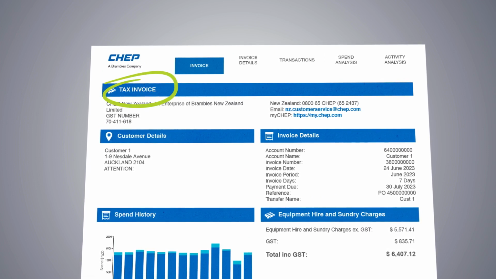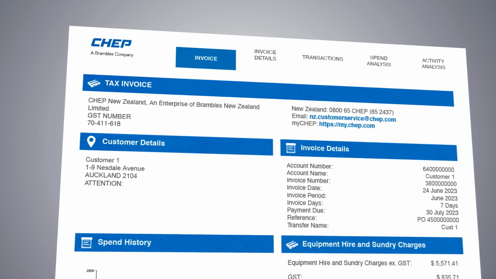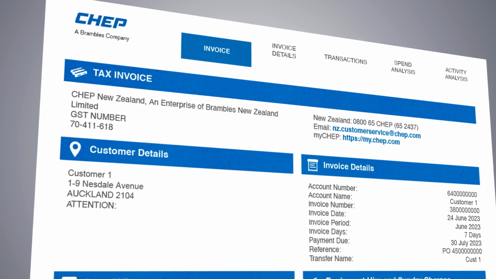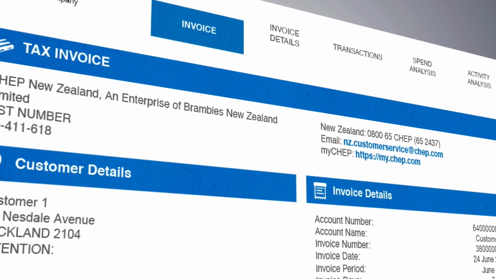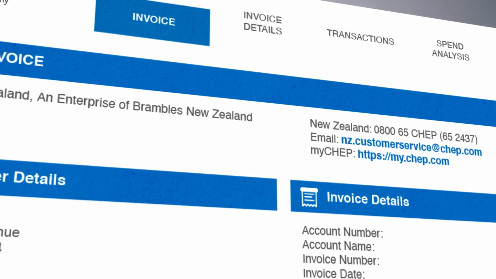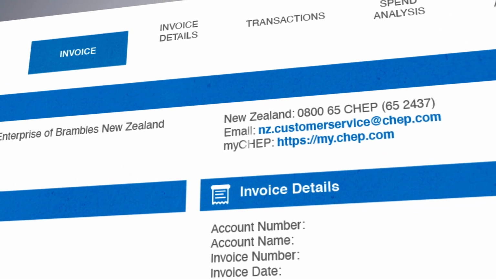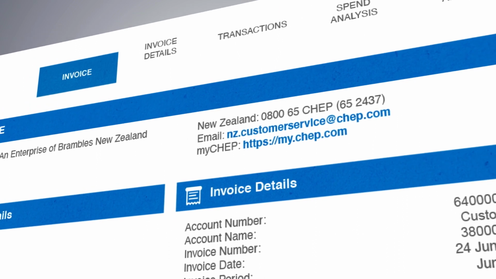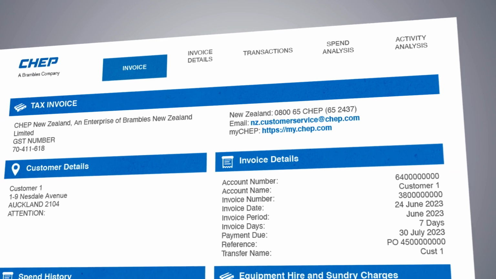The tax invoice is a summary of all the equipment hire and sundry charges incurred during the invoice period. You will find CHEP contact details at the top right of the invoice. If you have questions regarding the transactions or calculations, just click the email address link and send your query to the CHEP customer service team.